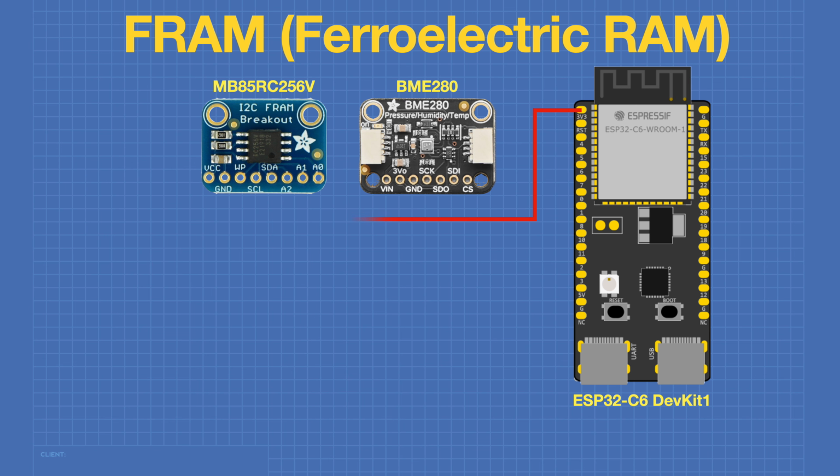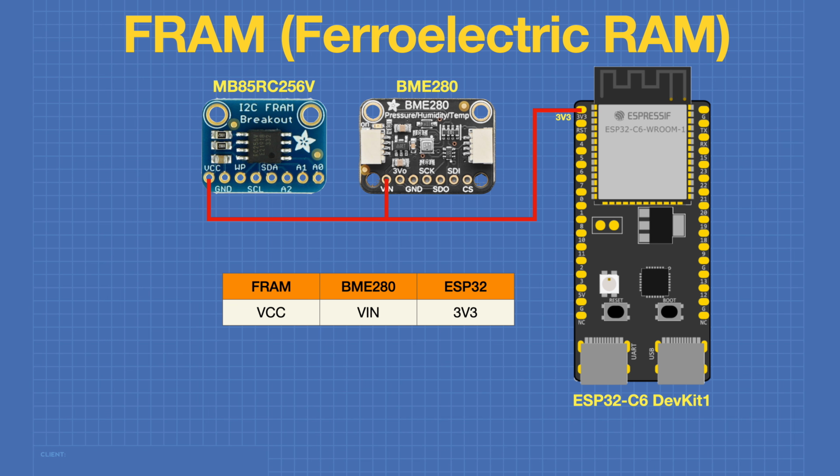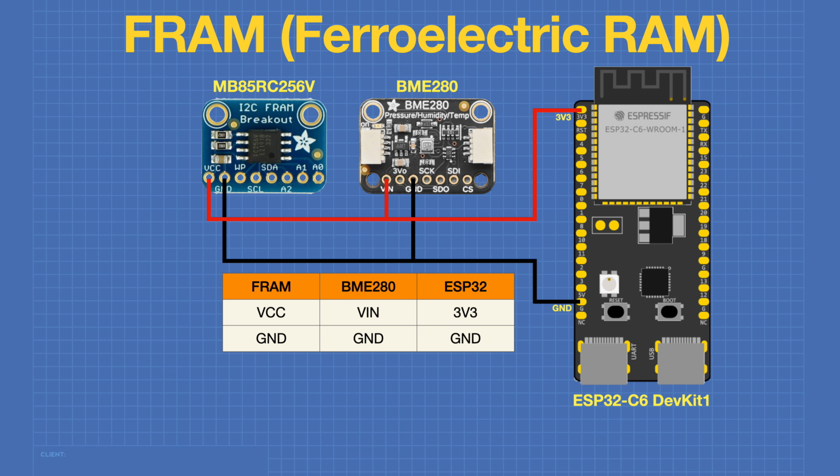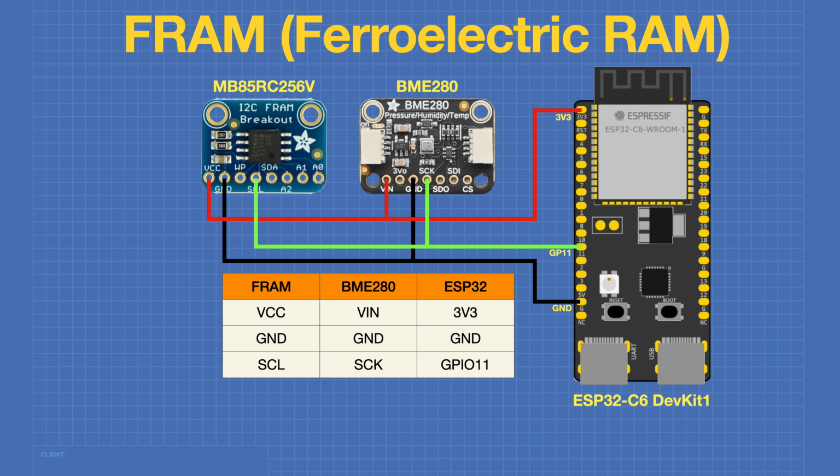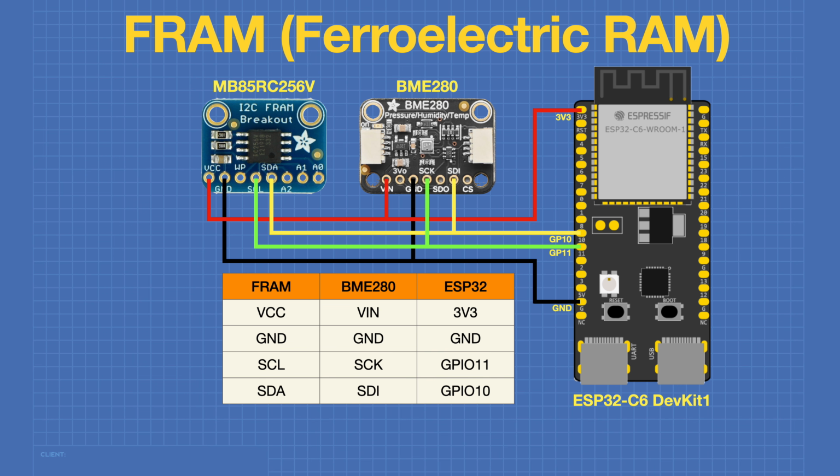We'll begin by connecting 3.3 volts from the ESP32 to the VCC on the FRAM and the V-in on the BME280. We'll connect the ground of the ESP32 to the ground on both of the boards. GPIO pin 11 on the ESP32 will be connected to the SCL pin on the FRAM and the SCK pin on the BME280. Note that the BME280 can be operated in both I2C or SPI mode, and we're operating in I2C mode. And GPIO pin 10 on the ESP32 will go to the SDA on the FRAM and to the SDI pin on the BME280. We'll also ground the remaining pins on the FRAM, the write protect and the 3 address pins. And this completes our wiring.